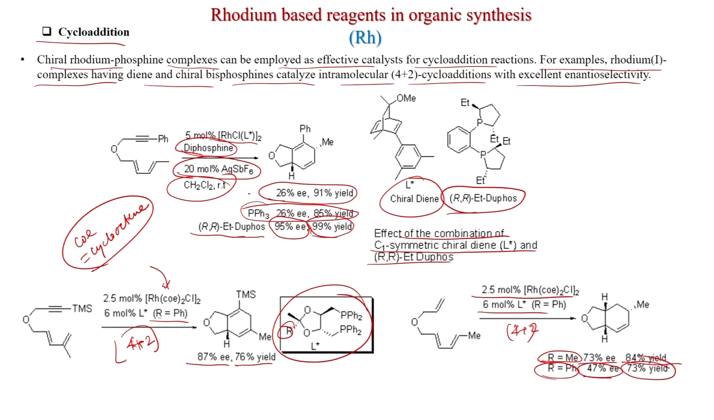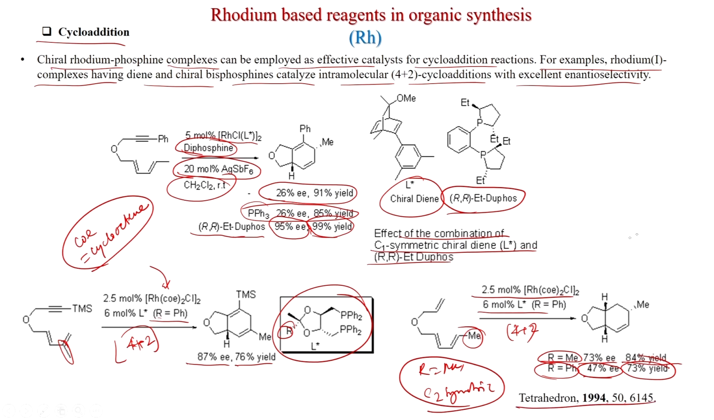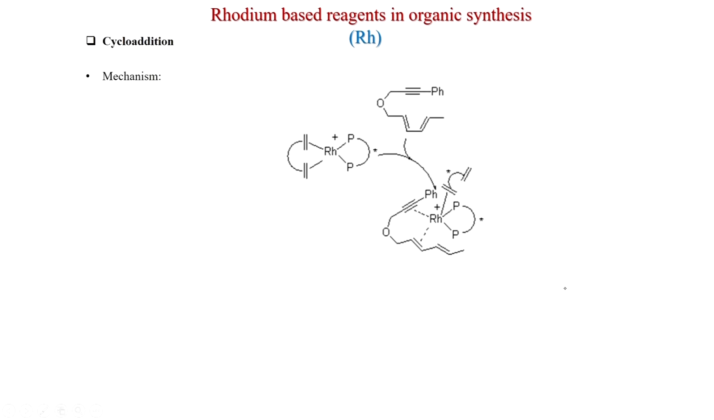In the R equal to methyl case, the catalyst is C2 symmetric. So, the C2 symmetric catalyst is giving good ee for this kind of cyclization when there is a methyl group. This is the terminal double bond, with a methyl group; here the internal carbon has the methyl group. This was published in Tetrahedron 1994. So, what is the mechanism? Here this phosphine will coordinate, and also this diene will coordinate with rhodium. So, this is the active catalyst.